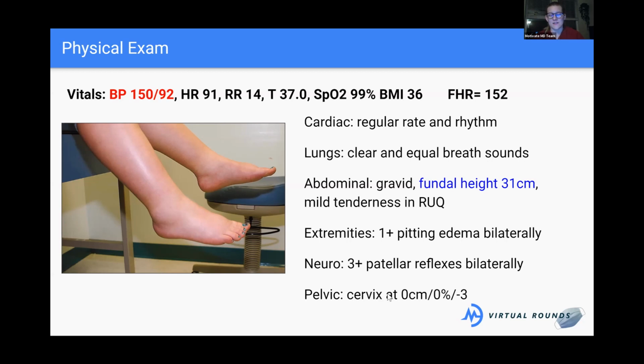Her cervix is at 0 centimeters, 0% effaced, and -3 station. So I understand that a lot of this might be confusing right now, but I'm going to go into more detail in the next couple slides. So just bear with me. The highlights of this slide are that she has a high blood pressure. She has a fundal height of 31 centimeters, and she also has this pitting edema in her ankles.